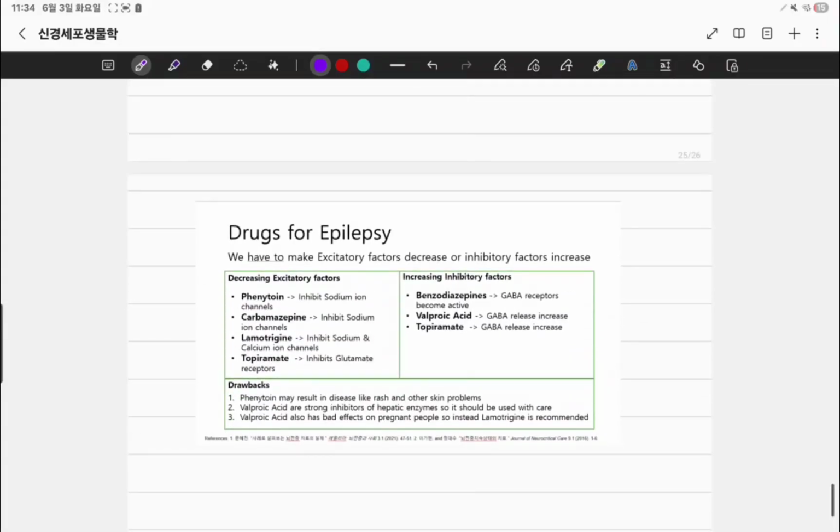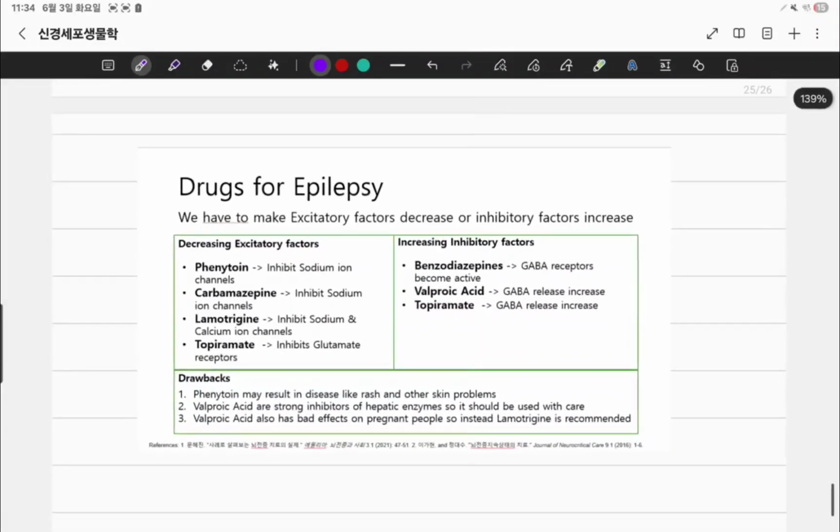This is a PPT slide I made for the class. It shows drugs for epilepsy that work in different ways, like decreasing excitatory factors or increasing inhibitory factors. With these drugs, we can relieve the symptoms of epilepsy and make patients better.